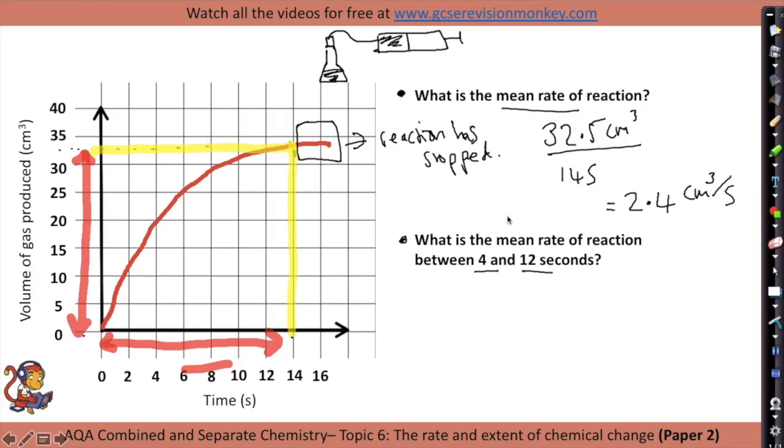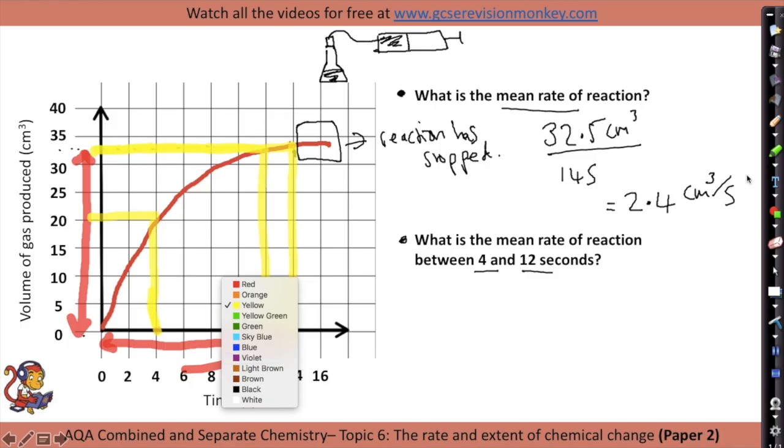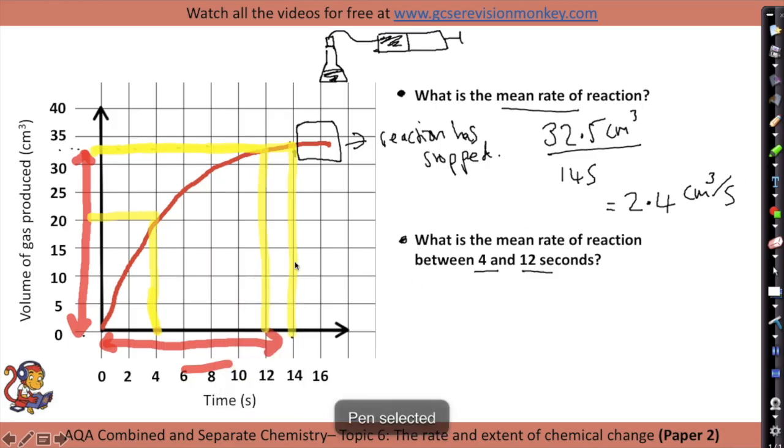If we take two different time points, the mean rate of reaction here between 4 and 12 seconds, well, for 4 seconds we'd go up to the line at 4 and across, and for 12 up to the line at 12 and across where we've gone already. And then we have to calculate the values in between those two lines we've drawn.